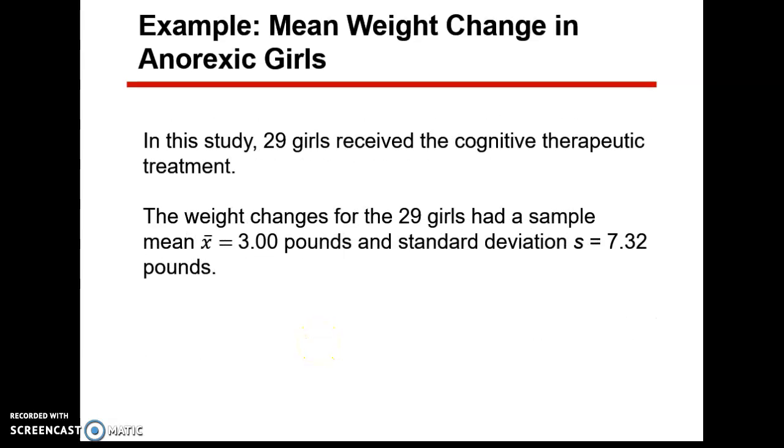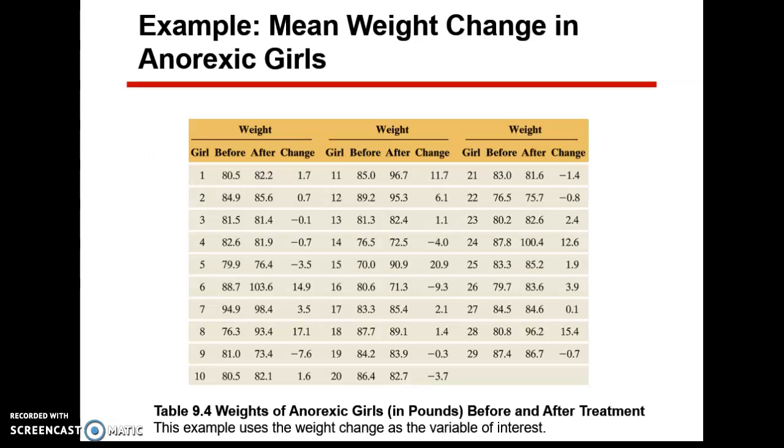So we had 29 girls who received the therapeutic treatment, and the average change in weight, x bar, was 3 pounds, and the standard deviation for the sample was 7.32 pounds. And they give a table showing all that.